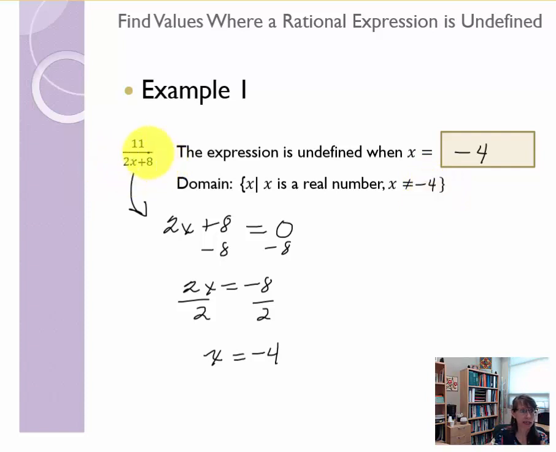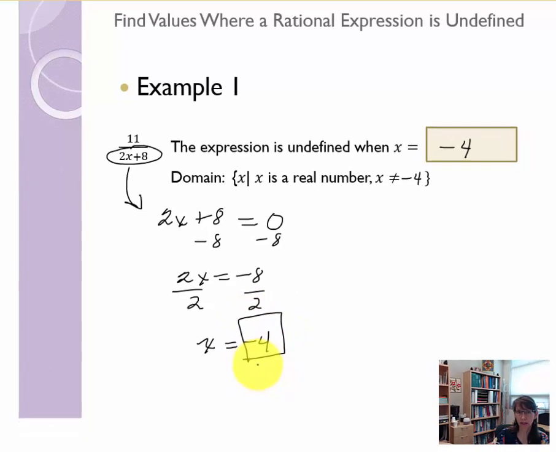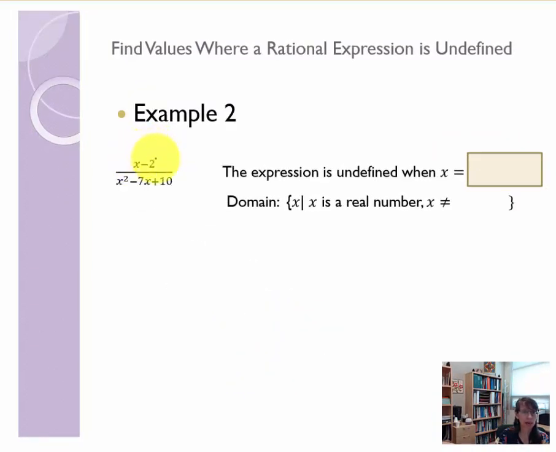So all we need to do is take the denominator, set it equal to 0, solve for x, and that value is the one that needs to be restricted. In our next rational expression, x minus 2 is divided by x squared minus 7x plus 10. So again, we're looking at the denominator only. It's okay if numerators equal 0, so we don't worry about x minus 2. So we need to take x squared minus 7x plus 10 and set that equal to 0.